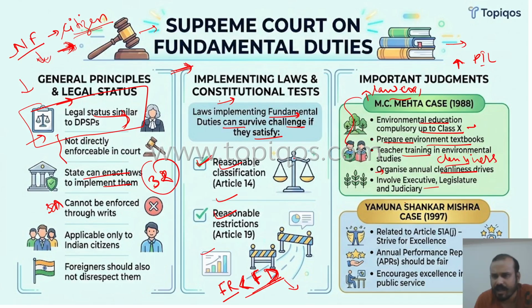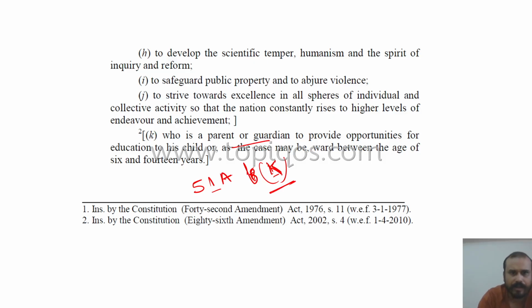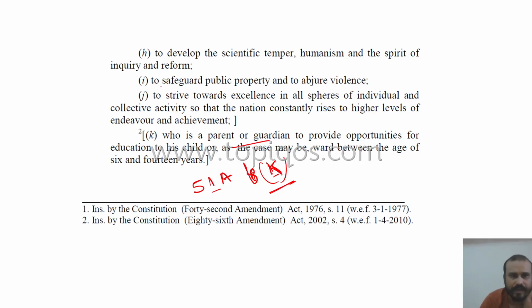Now, what is the next case here? Yamuna Shankar Mishra case. So this judgment was related to this article: to protect and improve the natural environment, including forests, lakes, rivers, and wildlife, and to have compassion for living creatures. So now we have another article here: to strive towards excellence in all spheres of individual and collective activity, so that the nation constantly rises to higher levels of endeavor and achievement.